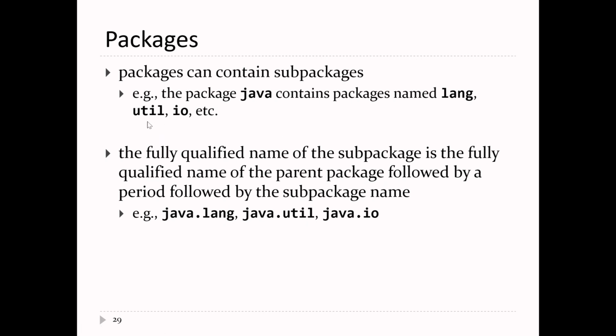Util contains the classes that are useful to many programs. Utility, right? So java.util is the full name of the util package. IO is the package that stores the classes that deal with input and output, so file input and output or network input and output. So the full name of IO is java.io. The full name is called the fully qualified name. It's just the list of packages with a period separating the individual subpackages.